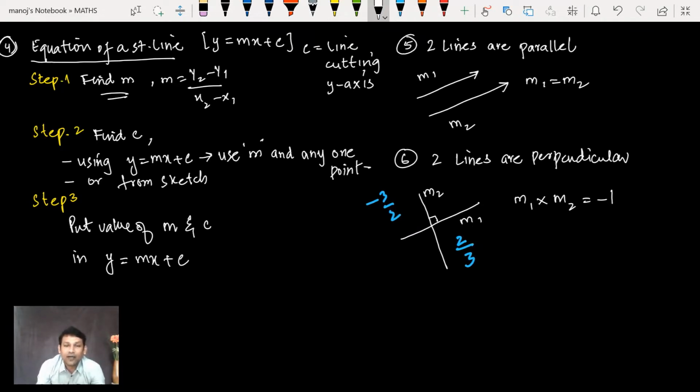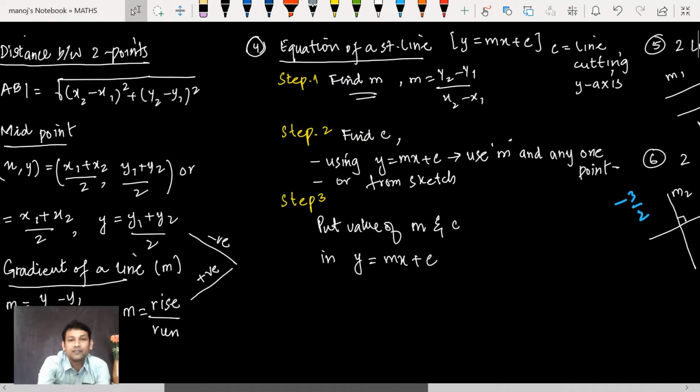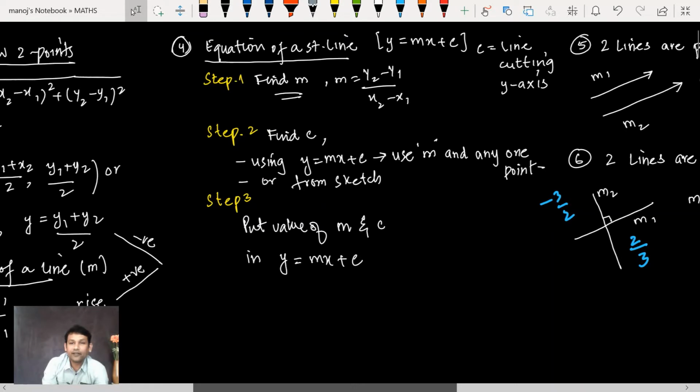Okay, and after this, I would like to say something about the graph, how we can form an equation from the graph. This is what I'm also adding here, point number 7, because the topic is again the equation of a straight line.